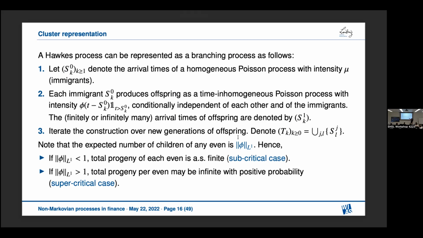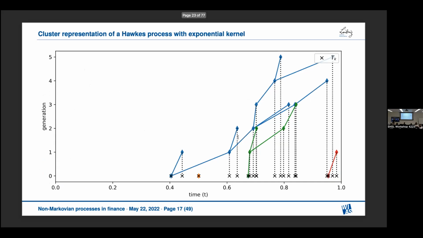If the L1 norm is greater than 1, then the progeny can be infinite with positive probability. Okay. And this is now a cluster representation of a Hawkes process.